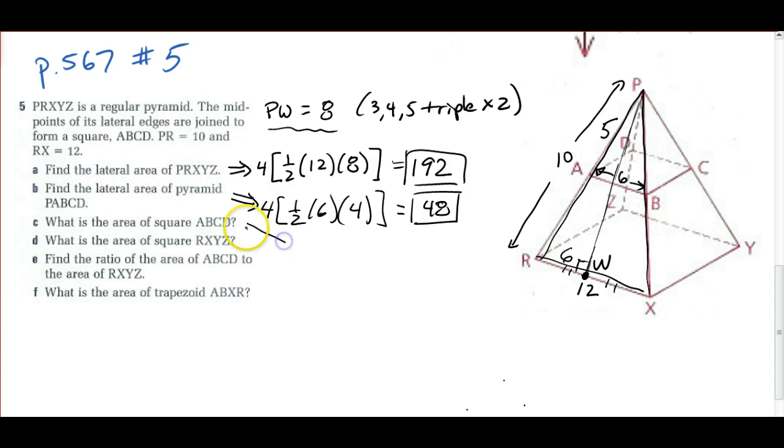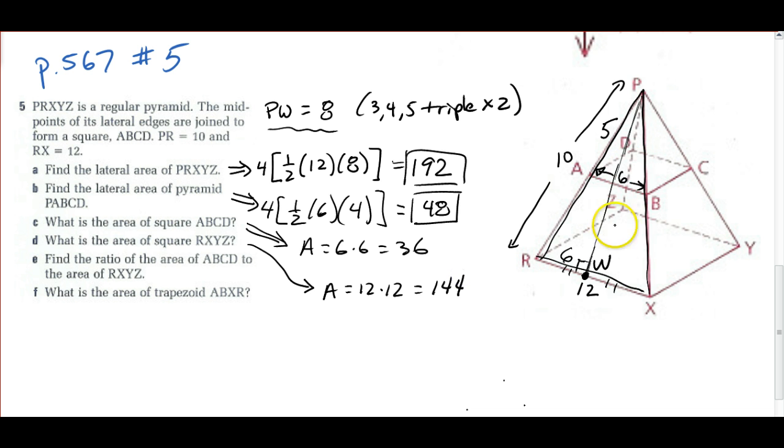For part C, we want the area of square ABCD. It has sides of length 6, so the area is 6 times 6, or 36. For this one, we want the area of square RXYZ. Its sides are 12, so its area is 12 times 12, which is 144.